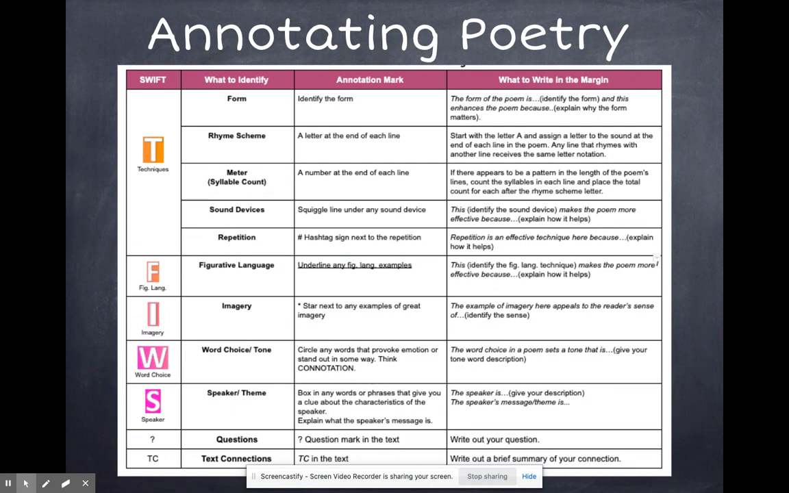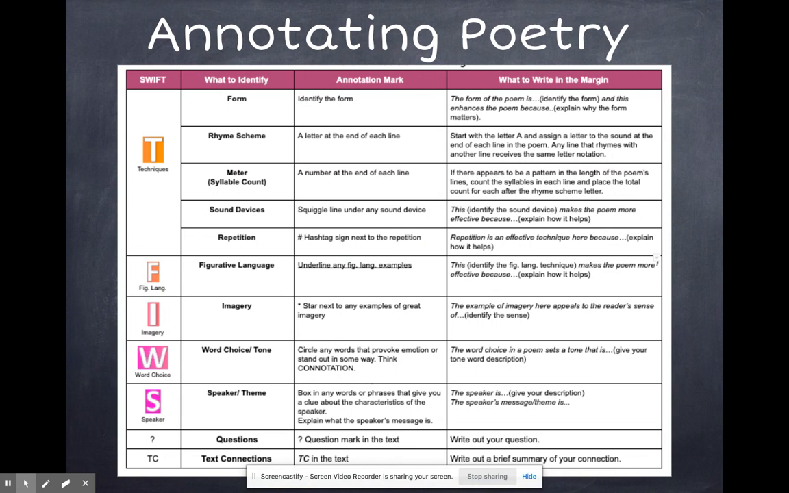So then the F stands for figurative language. You would be looking for any type of figurative language and what effect that gives it. The I stands for imagery. This is where you're looking for words or phrases that are appealing to the senses. Word choice would be specifically what type of tone they're trying to get across by the word choice that they're including in the poem.